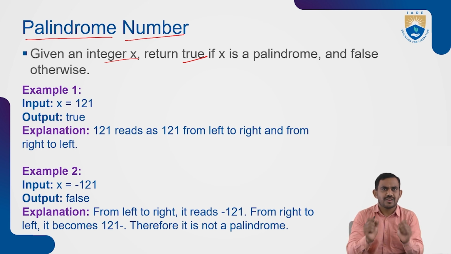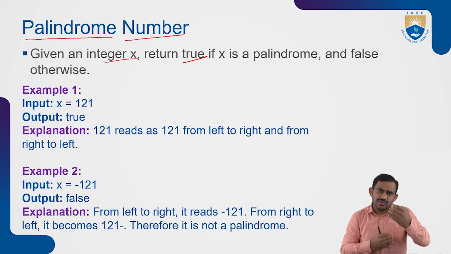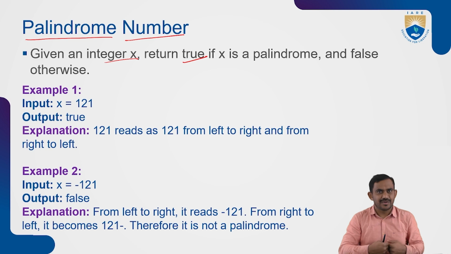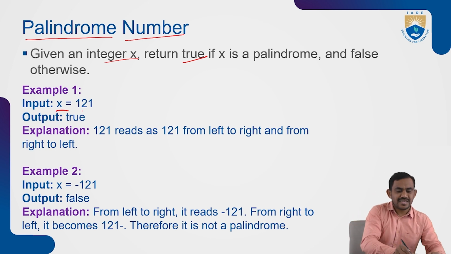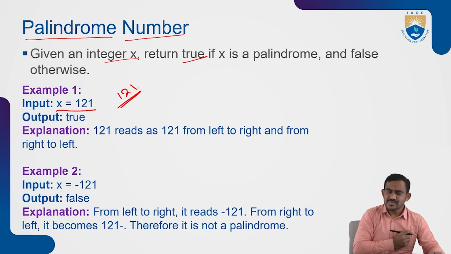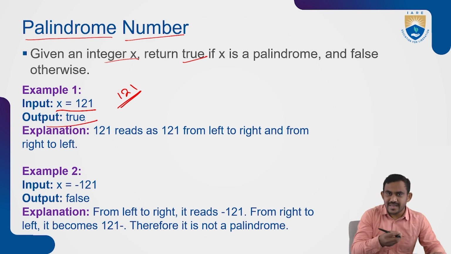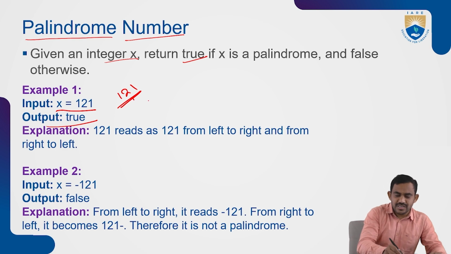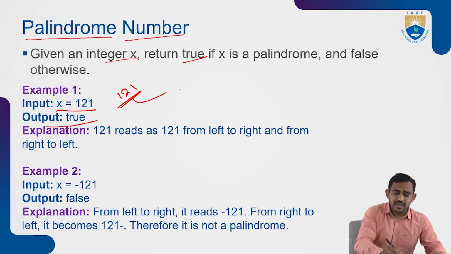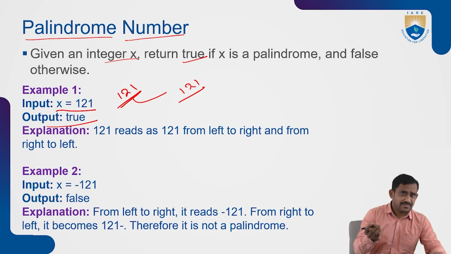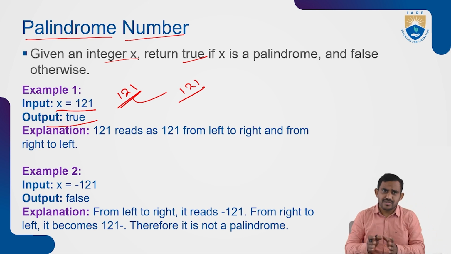Only a small logic. If you check the conditions, he doesn't have any broad statement, but we can discuss the conditions in our examples. So the first example, x equal to 121. He has given 121 as your x. Now the output is true. He gives a small explanation: the input is 121, and if you reverse it, we again have 121. Both are the same, so it's true.